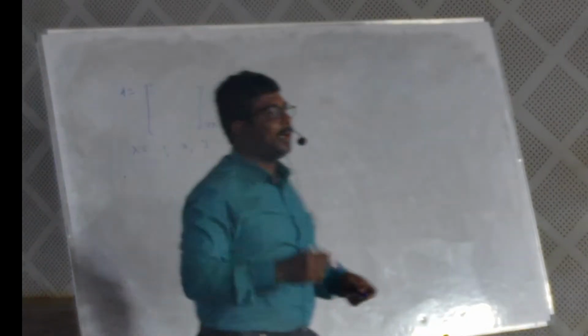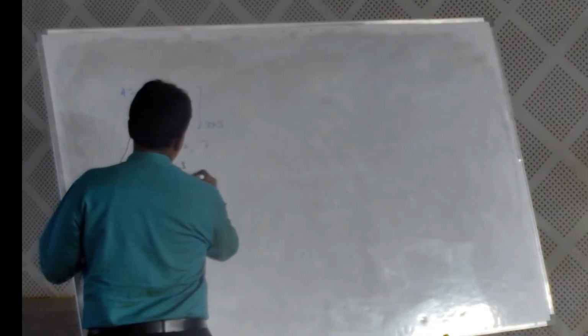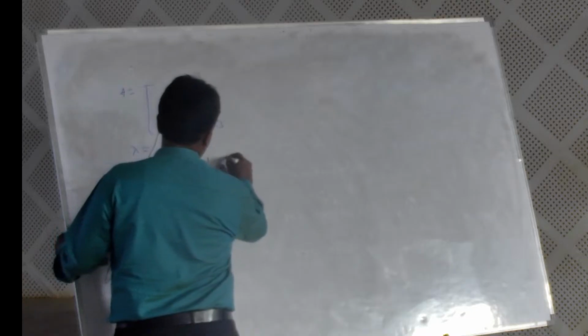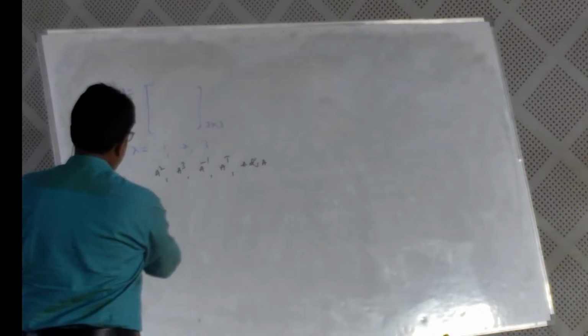If the eigenvalues of a matrix are 1, 2, 3. Of course, here I have given directly, but for normal cases, you have to find this. If the eigenvalues of a matrix are 1, 2, 3, then find the eigenvalues of A square, A cube, A inverse, A transpose, and adjoint A.